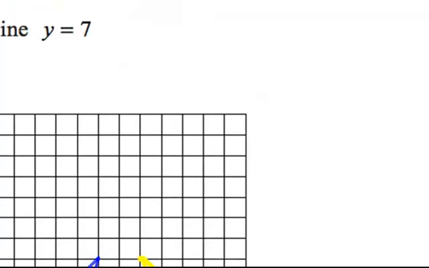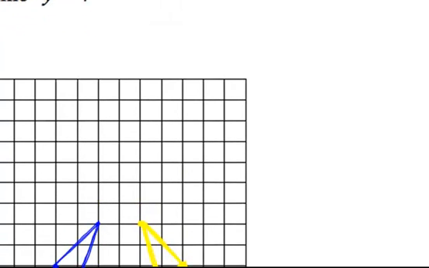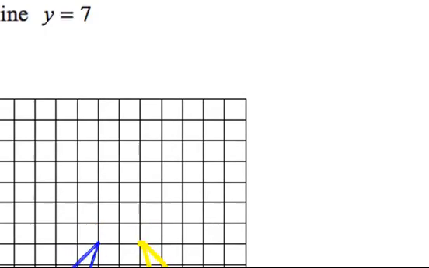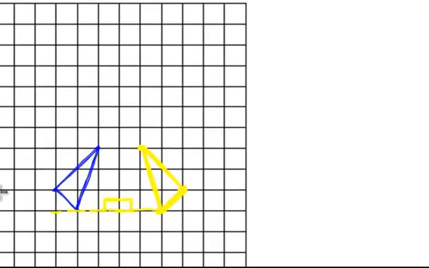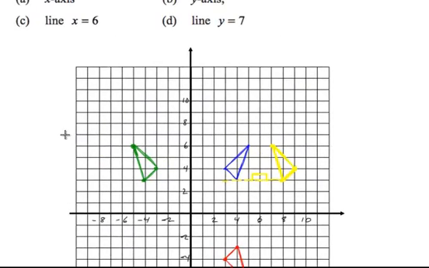And D is the line y equals 7. So we've got to find out where y equals 7. We're going to put it in. So y, 2, 4, 6, 7. So that is the line right here. This is our new mirror line. And we're going to take this triangle and mirror it in y equals 7.